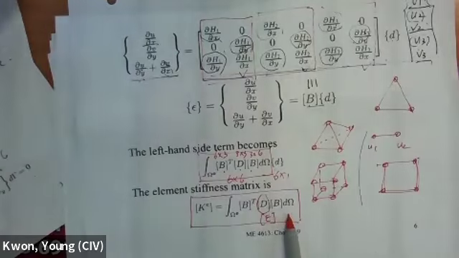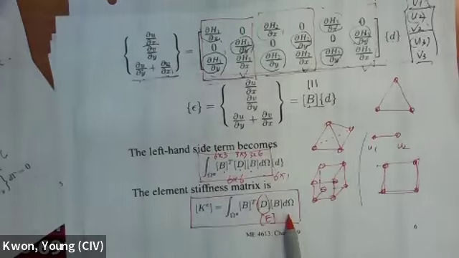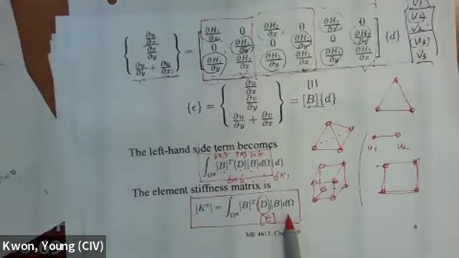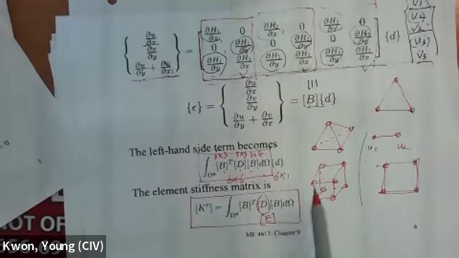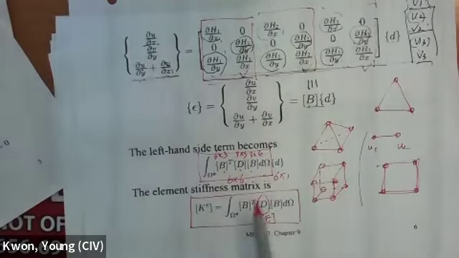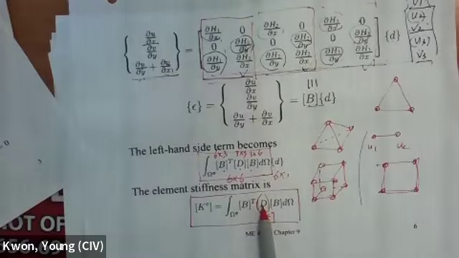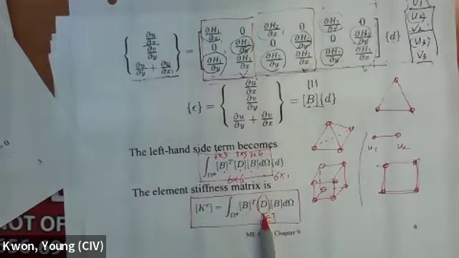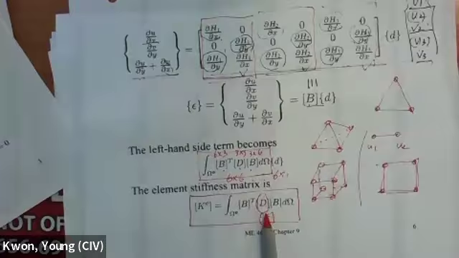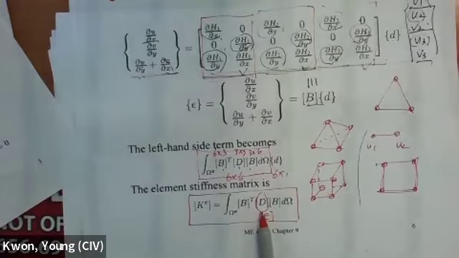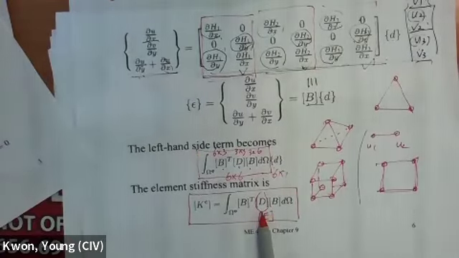Any questions up to this point? All right, then let's evaluate this matrix B because matrix B is important. Matrix D, we already have that in the previous note, at least for isotropic material. So this is going to be a constant matrix.